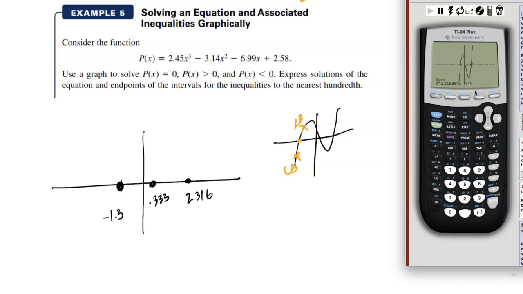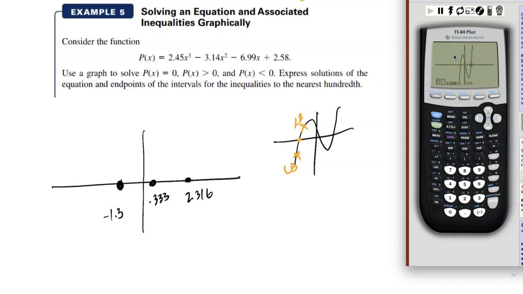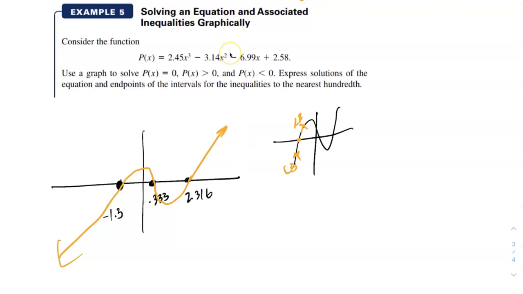Like that. Normally you say, oh, it's positive, it starts on top right, you go through them all, but you actually have a picture, so you just use the picture also. Something like that, right? It's not the best graph, but that's an idea. So that's how we solved it. We did p of x equals 0. We got those x-intercepts: negative 1.3, 0.333, and 2.316.